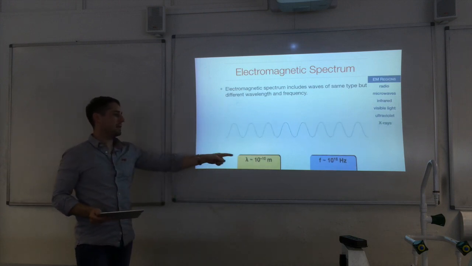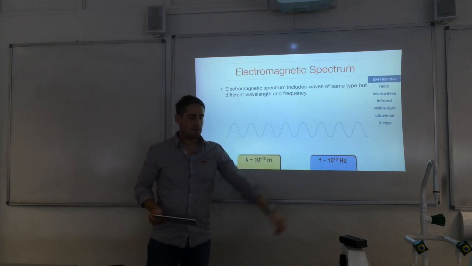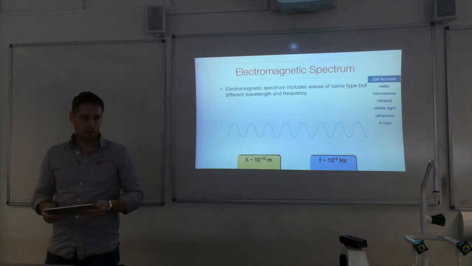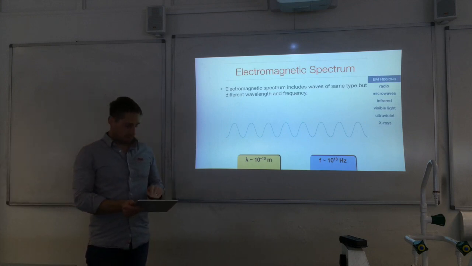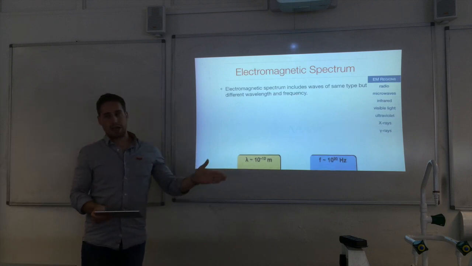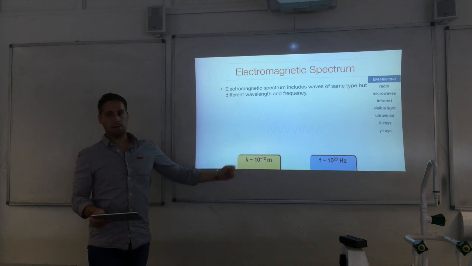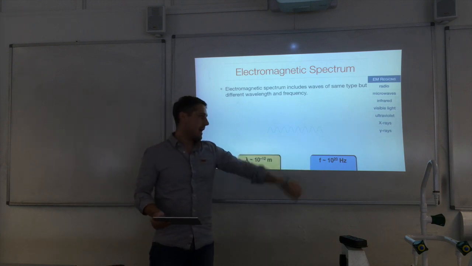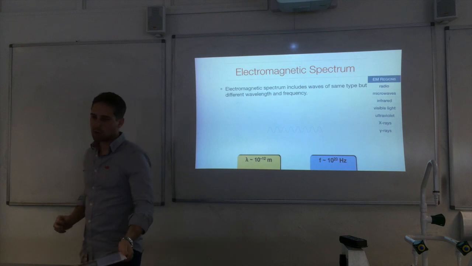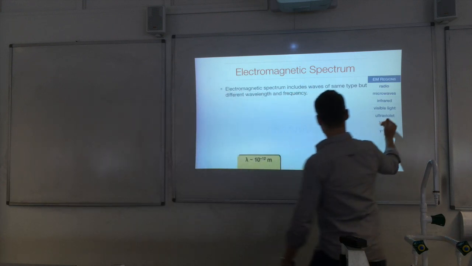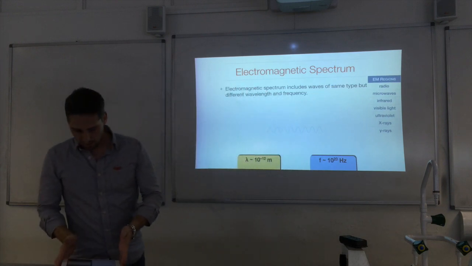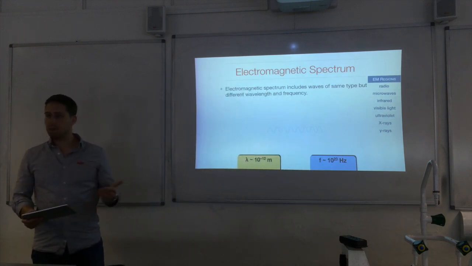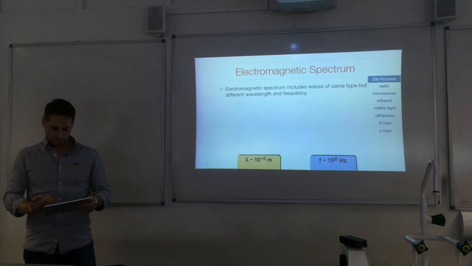X-rays next up, 10 to the minus 10 meters and 10 to the 18 hertz. So those are X-rays, and then we have the last one, the shortest, gamma rays, shortest wavelength, 10 to the minus 12 meters, and highest frequency. There's a lot of overlap between X-rays and gamma rays, with frequency and wavelength. So X-rays and gamma rays will often do similar things, but we see there is a difference between them.